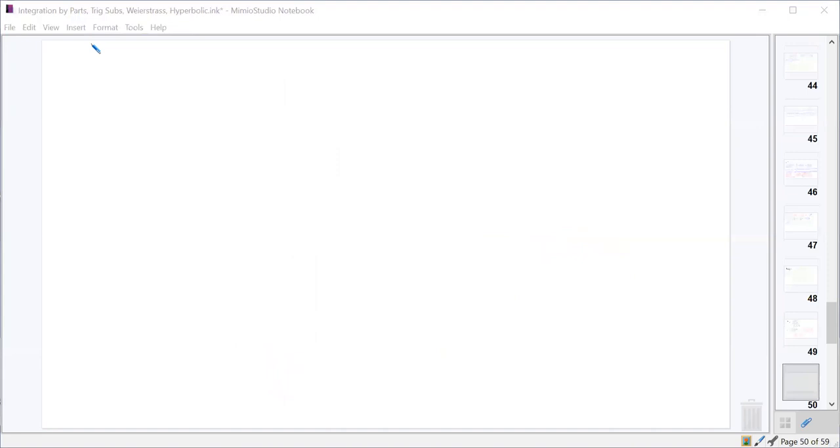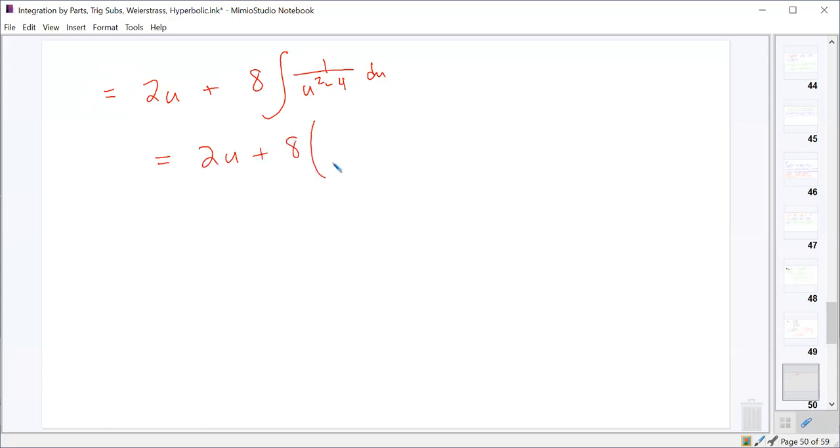And our integral of 2 du ought to be 2u. Careful not to make that a 2x. And then we've got plus 8 times the integral of 1 over u squared minus 4 du. And we had a rule for 1 over u squared minus a squared, or 1 over x squared minus a squared. What was that rule? Should remember it from, I think it was Tuesday that we did that. It ought to be 1 over 2a times natural log absolute value of u minus a over u plus a. Everybody remember that rule? Or if you don't, now you do.